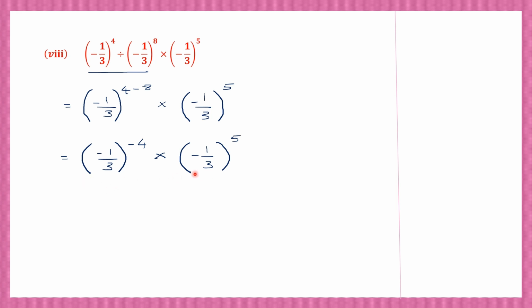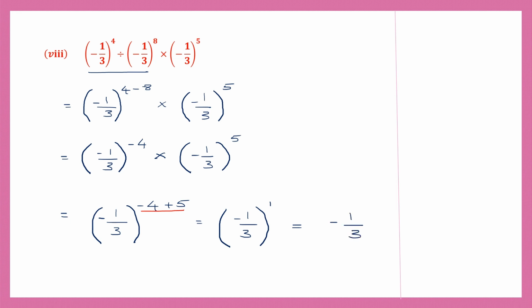So now can you see the base is the same and it is multiplication. That means we can now add up the powers. So let's write that. So here we have (-1/3) raised to the power of minus 4 plus 5. Signs are different, put the sign of the bigger number and subtract. So 5 minus 4, which is 1. That means our final answer is minus 1 by 3 itself. So this is our final answer.